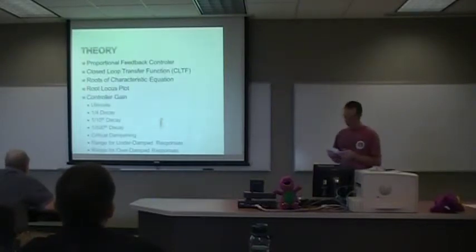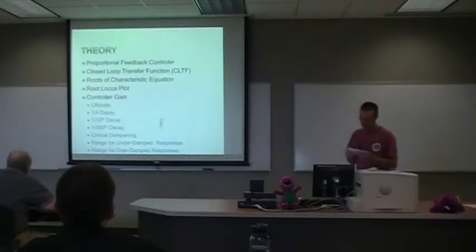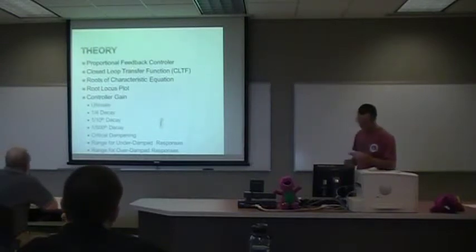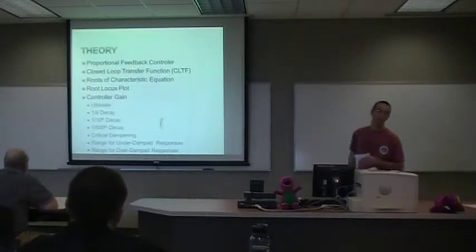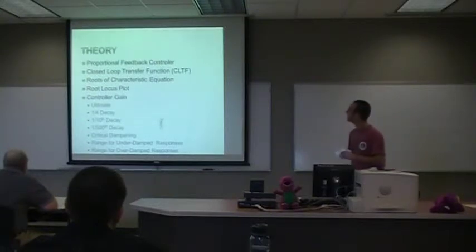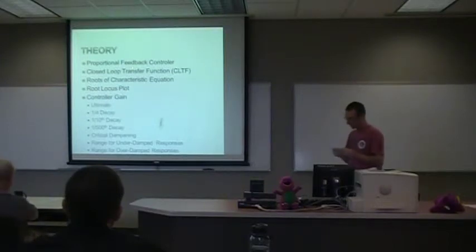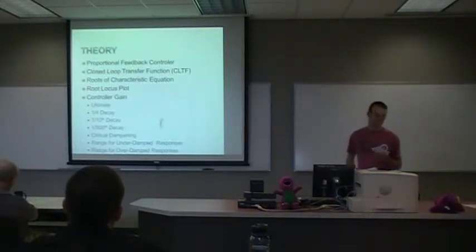And this is the theory for the root locus modeling. For a proportional feedback controller, the controller transfer function is equal to the controller gain. And using this information, the closed loop transfer function can be determined and the characteristic equation can be determined. The roots of the characteristic equation are the points that make up the root locus plot. And the root locus plot is used to find several controller gains that give you different responses to a step change in the set point.